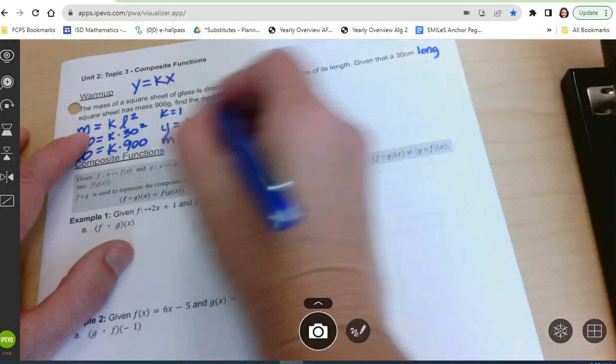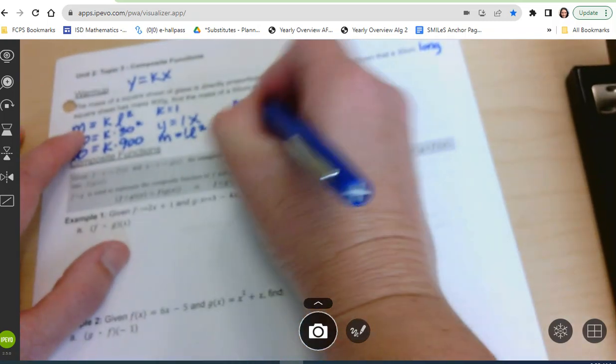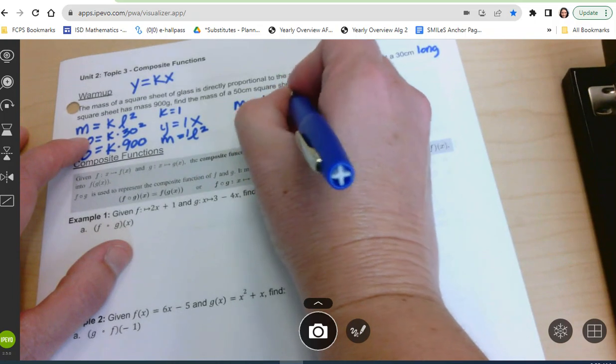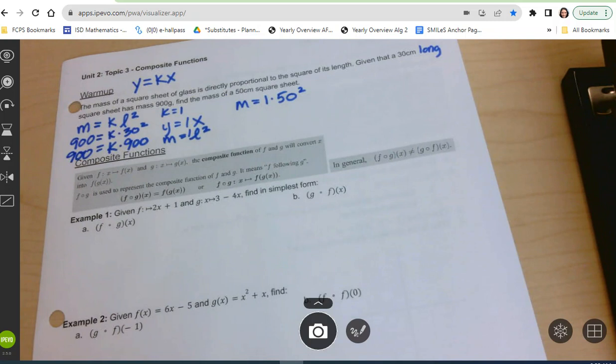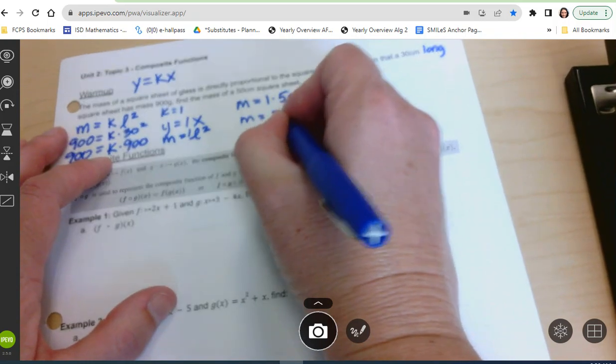So it says find the mass of a 50 centimeter square sheet. So mass is equal to 1 times 50 squared. What's 50 squared? 2,500? Yeah, okay. And then don't forget your unit in the end.